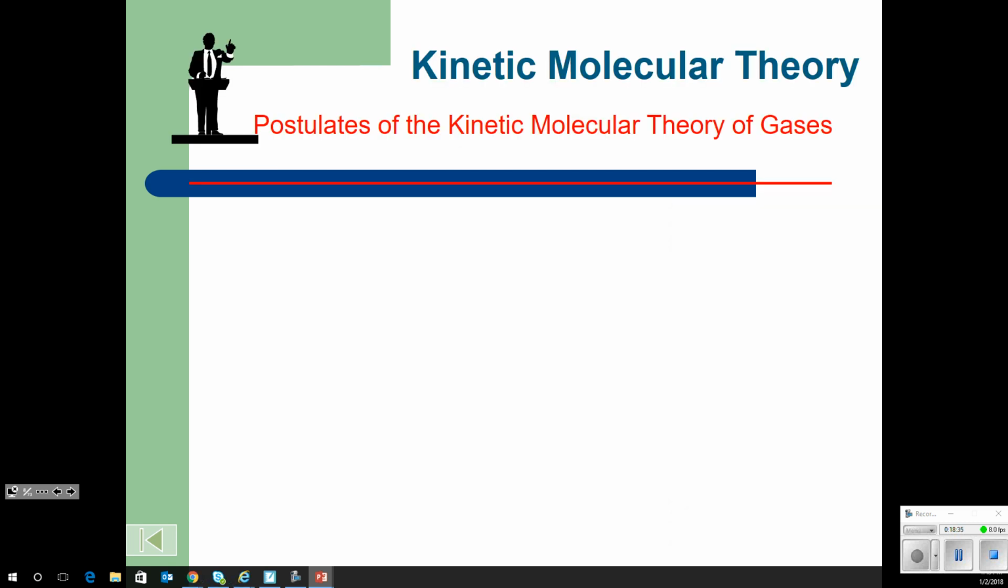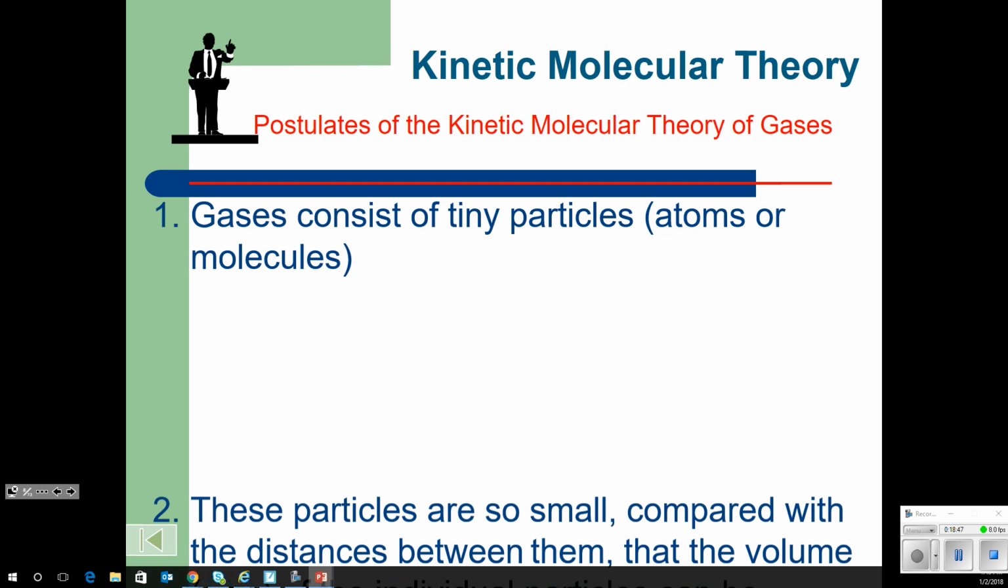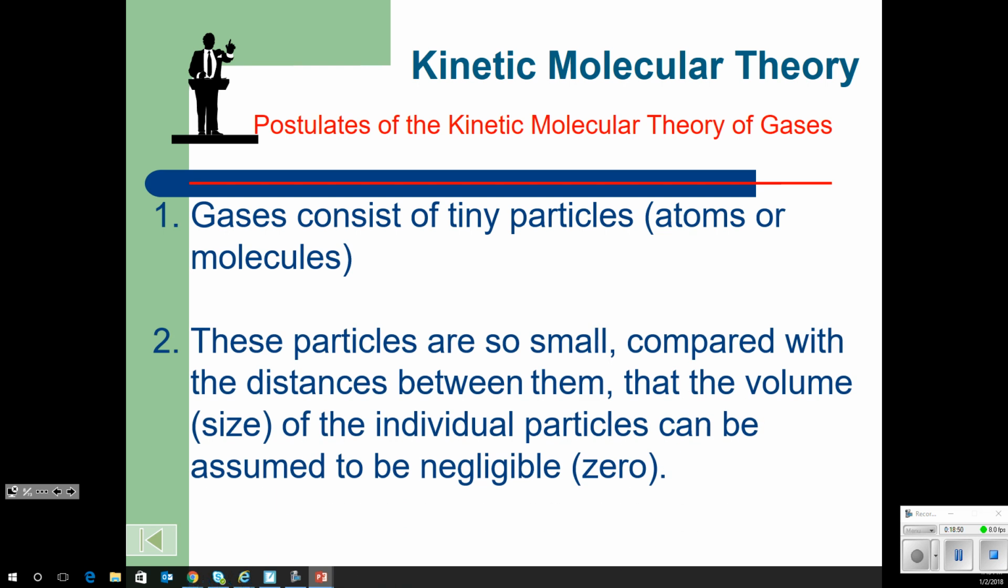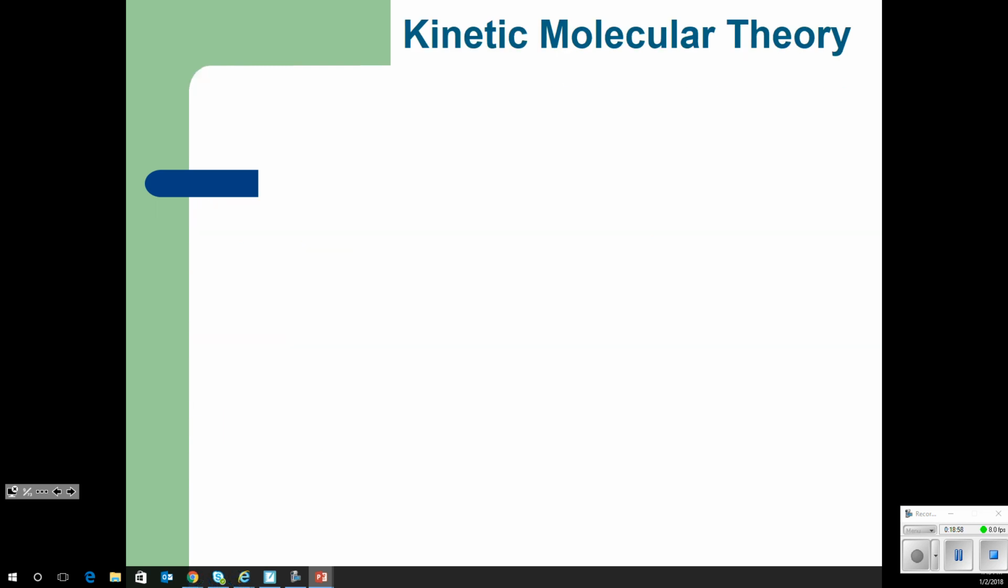So I'm going to go through the postulates of the kinetic theory. Don't write anything down yet because I'll give you a shortened version. But I want you to see what the postulates really are because I'm going to give you an easy way to remember them. First of all, and I'm going to read them pretty fast, gases consist of tiny particles, atoms and molecules. Number 2, these particles are so small compared with the distance between them that the volume size of the individual particles can be assumed to be negligible or 0.